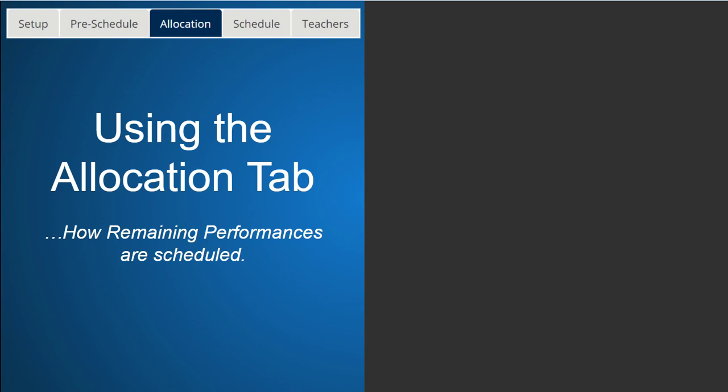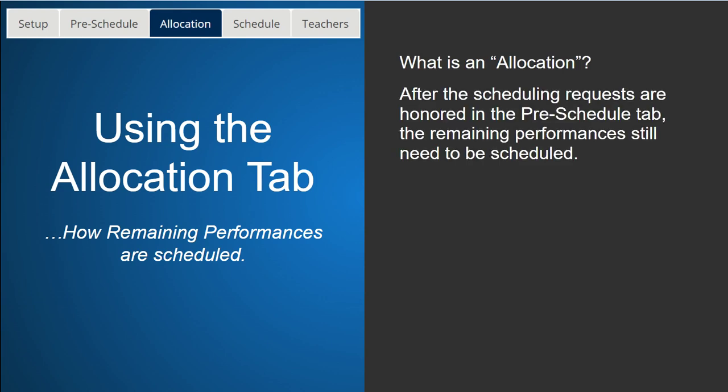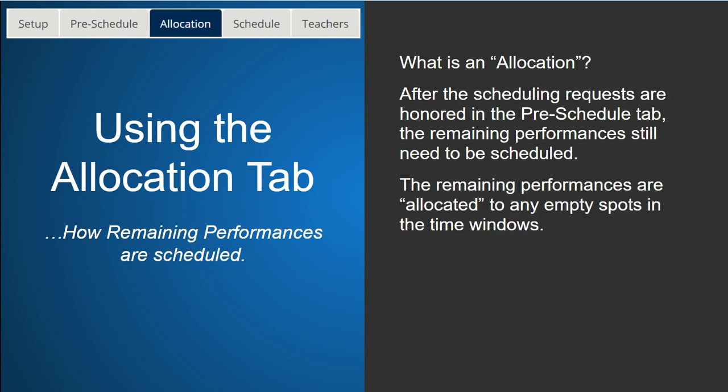Once the pre-schedules are finished, it is time to move on to the allocation tab. You may have chosen to pre-schedule all of your performances, and that's just fine. If not, then you will have some remaining performances which need to be allocated to time windows. So what is an allocation? Well, it's a performance which does not need to be pre-scheduled, but still needs to fit into the schedule. The remaining performances are allocated to any empty spots in the time windows. You will have a choice where you would like to place these remaining performances.